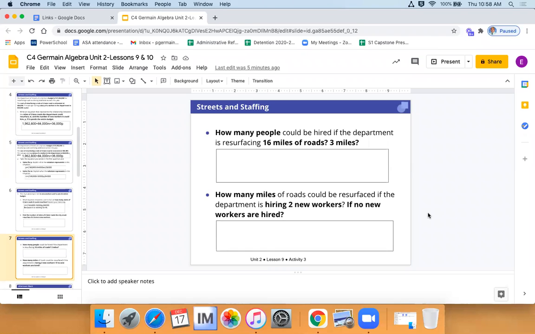First question. When we're talking about the number of people that we can hire, what kind of numbers are we going to be dealing with? Whole numbers, yes, perfect. So we have to have whole numbers. So we're not going to have any decimals. When I solved it, I got 17.19, rounded to the nearest hundredth. So if I have 17.19, what would I round that number to? Would I round it up to 18 people?